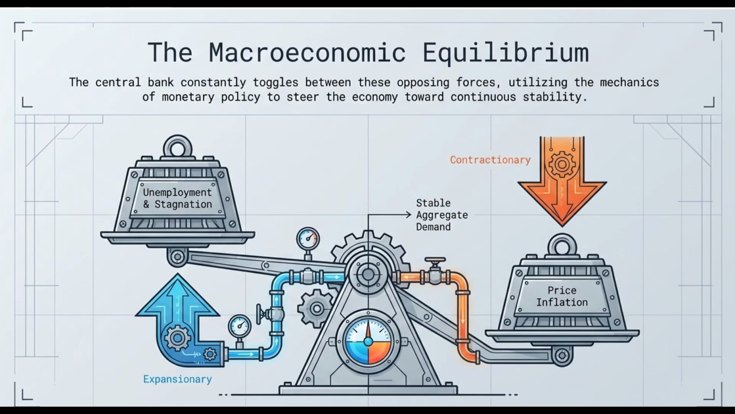So here let's see the balancing act performed by central banks. On one side, the economy may face unemployment, stagnation, and weak growth. In such situations, expansionary monetary policy is used to stimulate demand and encourage economic activity. While on the other side, the economy may experience excessive inflation, right? In this case, contractionary monetary policy is used to slow spending and stabilize prices. You can see both here, right? Both stages are visible. So the central bank constantly shifts between these two approaches to maintain macroeconomic equilibrium.